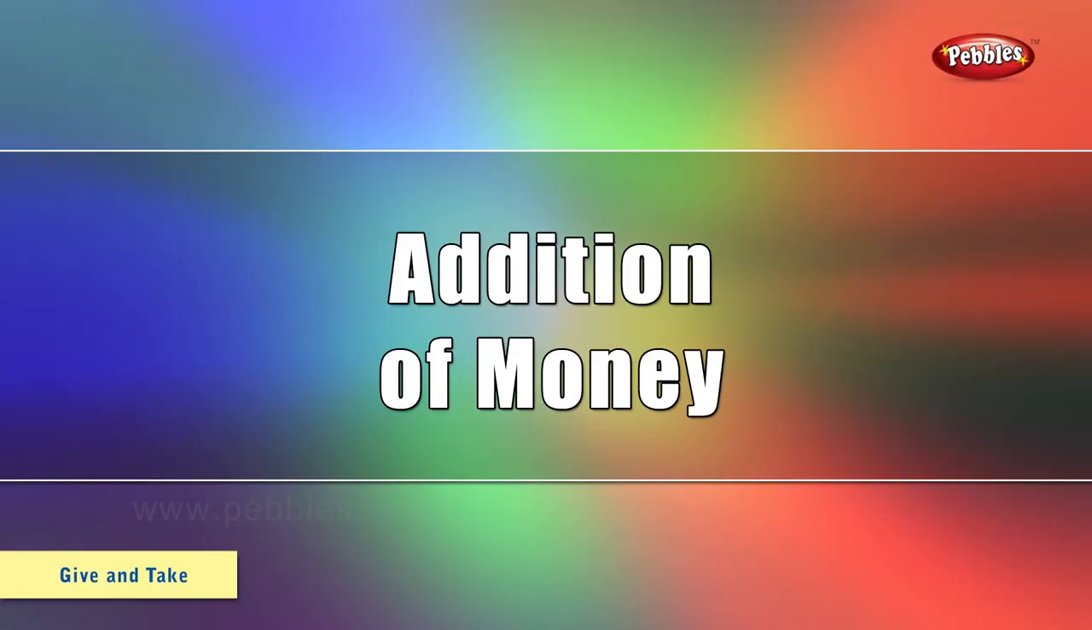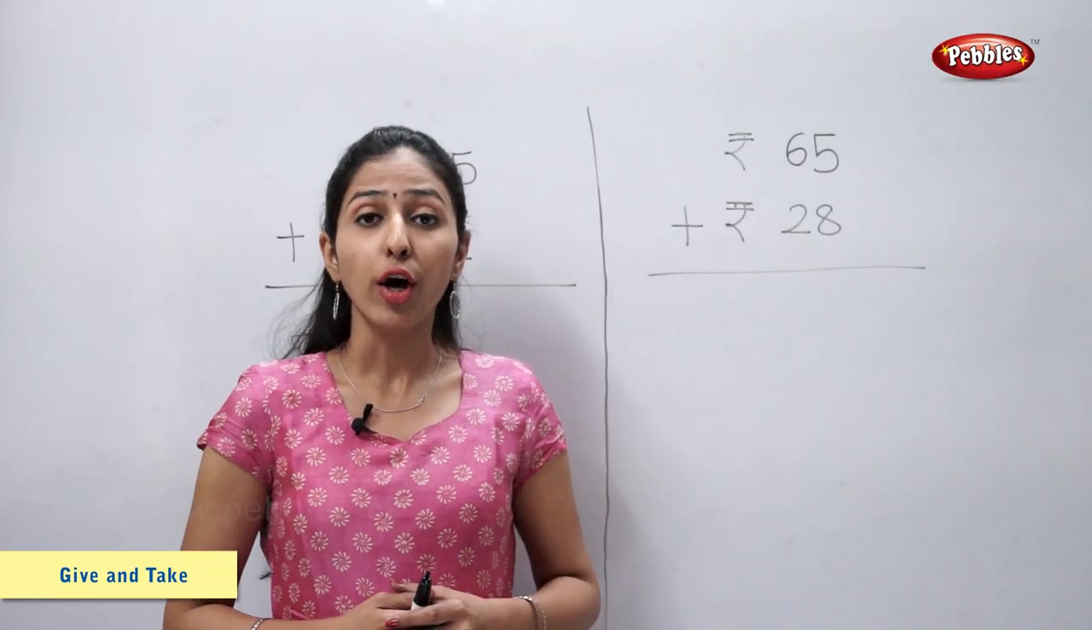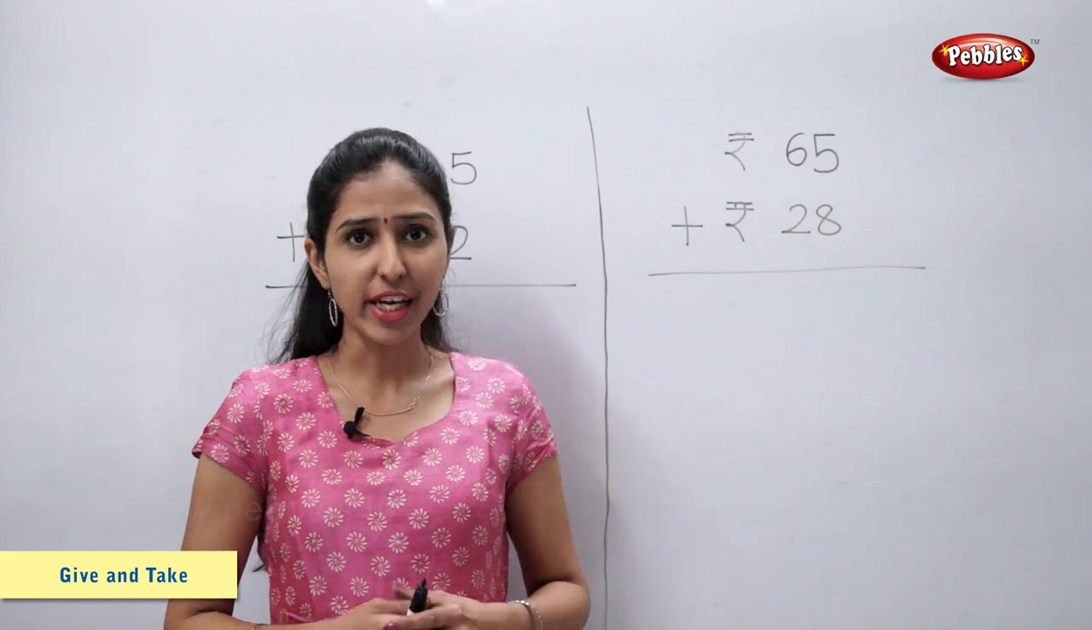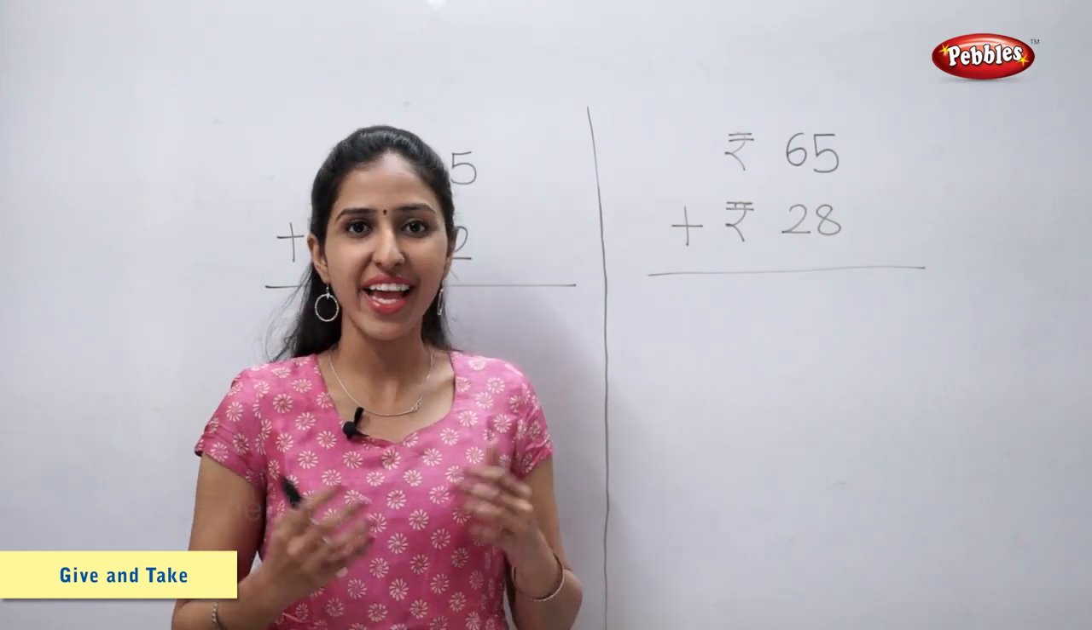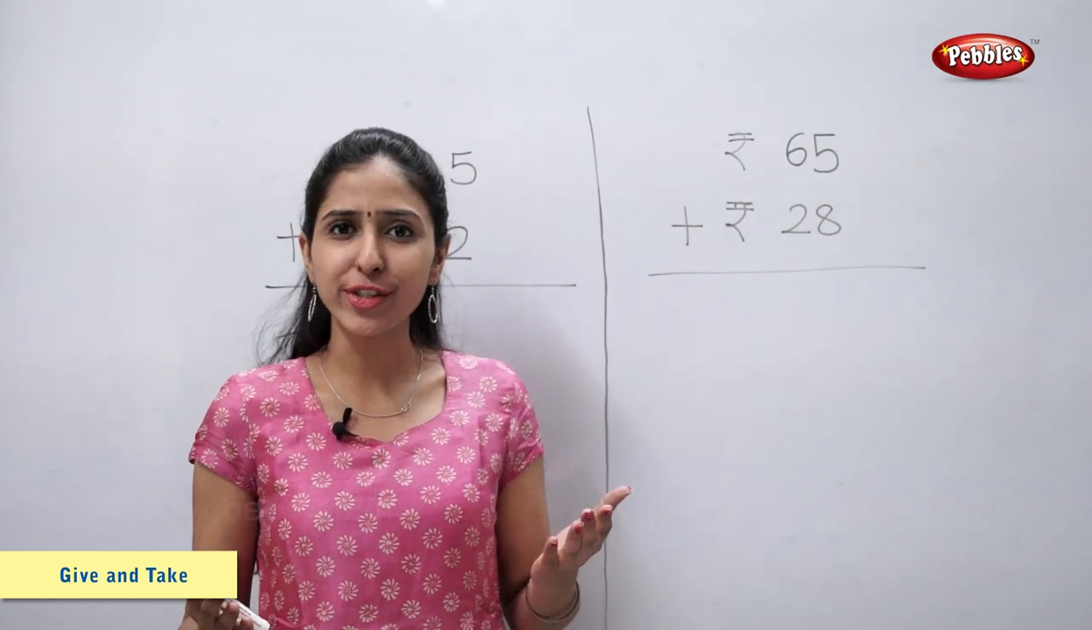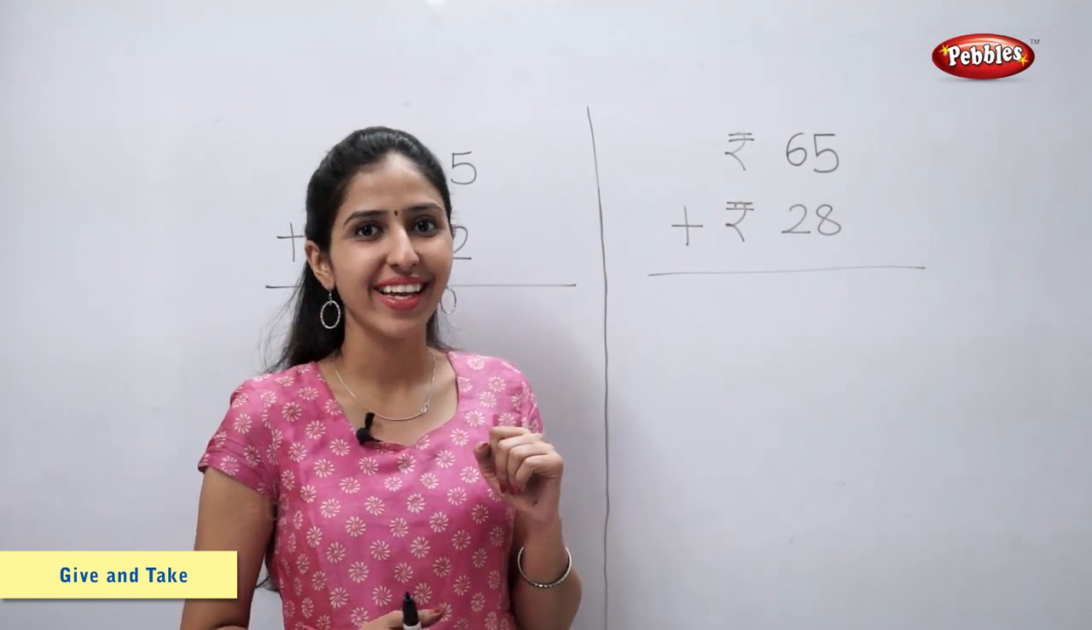Addition of money. To add two or more amounts of money, we simply add the numbers and write the sign. Let's solve a few examples.